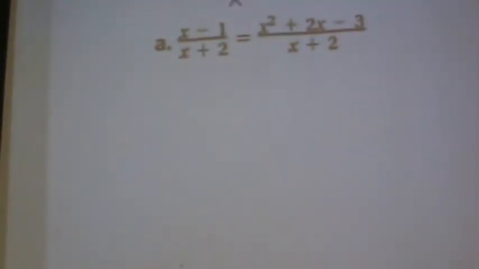How about this one? This one's easy. We only have 2 fractions and both of them happen to be underneath x plus 2. So it's already x plus 2. You're gonna use x plus 2 here and here. What's gonna happen to these x plus 2s? They're gonna cancel.